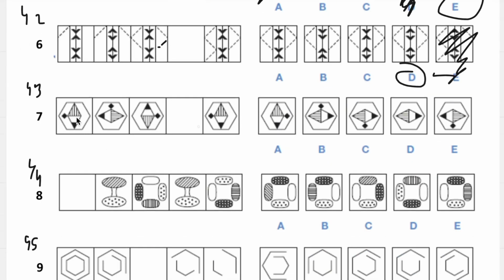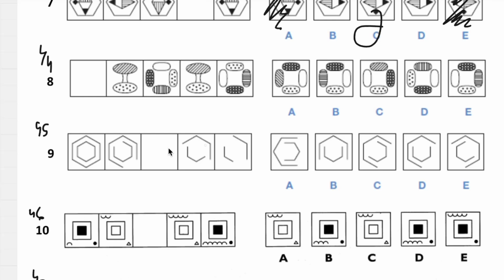Question number 43. This is rotating 90 degrees clockwise. So we're going to have it going to the left, something like that. And this hatch bit has to be on the left. Where is this going? This is rotating as well. It's going to be on the bottom hand. So 43 will be C.